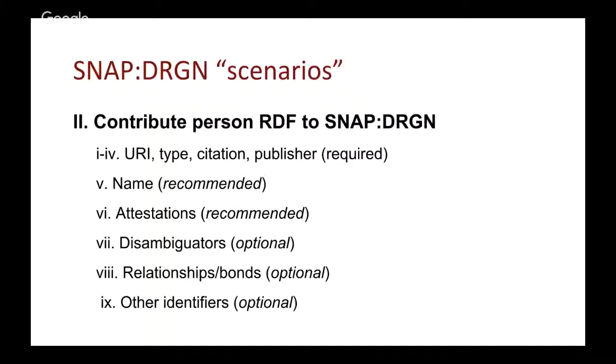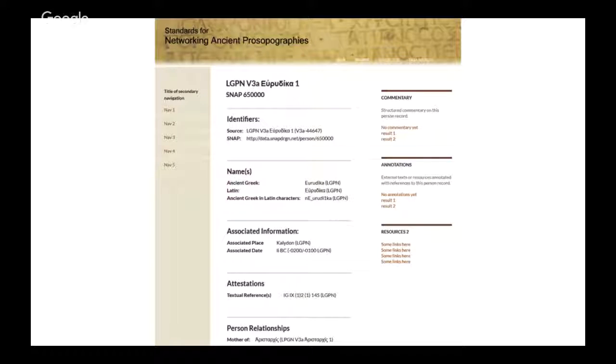It also helps us then to disambiguate between different persons that turn up in our data. So as I say, what we have is basically a pilot of this. We have somewhere just over 650,000 person records in the Snapdragon dataset. Their records look something like this. This is an HTML view of the RDF, of course, rather than the RDF itself, but it tells us something about the person, their identifiers, their name, associated information. These are the disambiguators, the attestations of them, relationships, and so forth.